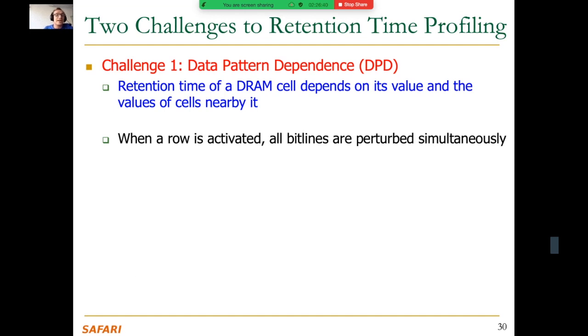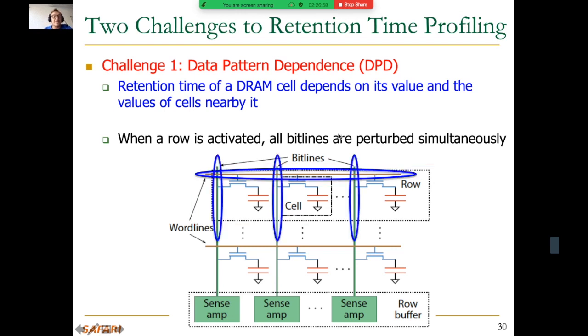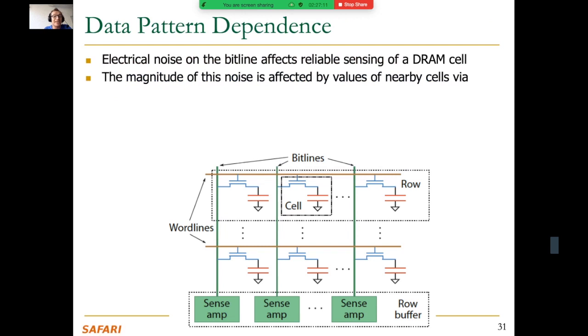Okay, so let's go a little bit deeper. When a row is activated, all of the bit lines are perturbed simultaneously. So I'm showing you a row of 3 cells, and there are 2 rows over here, and in between rows over here. These are the word lines, these are the bit lines. When you activate this row, all of the vertical bit lines are perturbed simultaneously. Because what happens when you activate the row, access transistors get connected, capacitors leak charge, and they basically perturb the bit lines. Now you need to sense those bit lines.